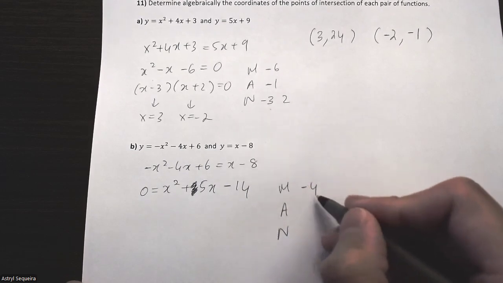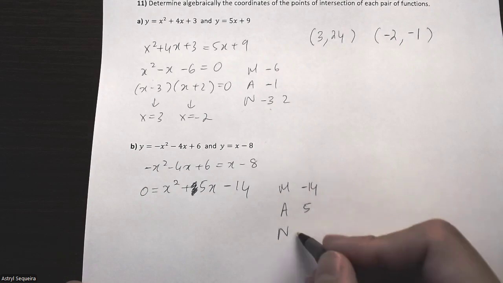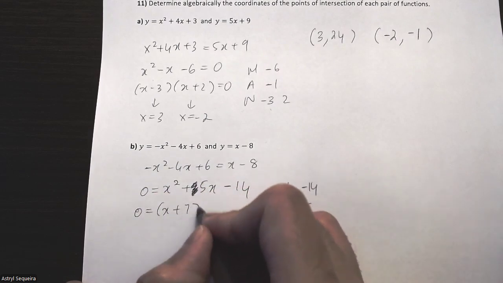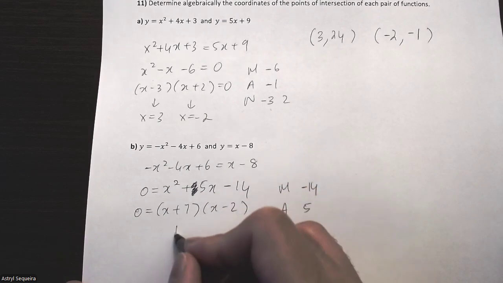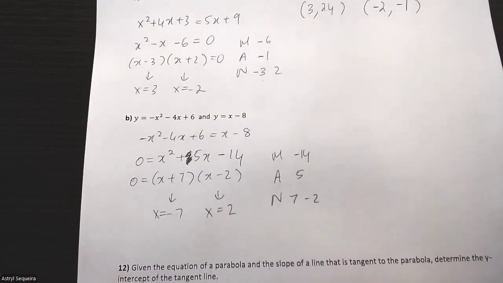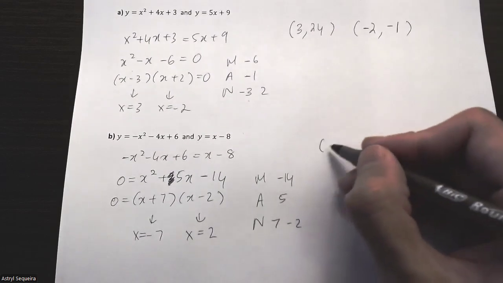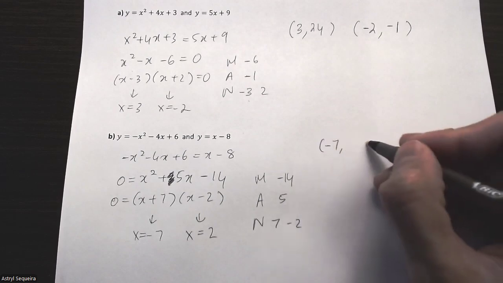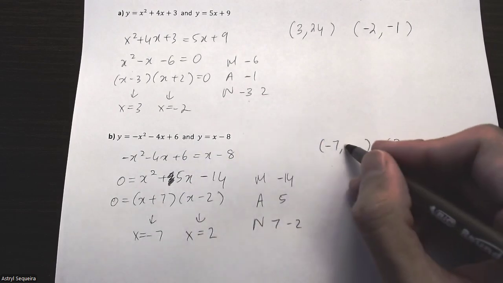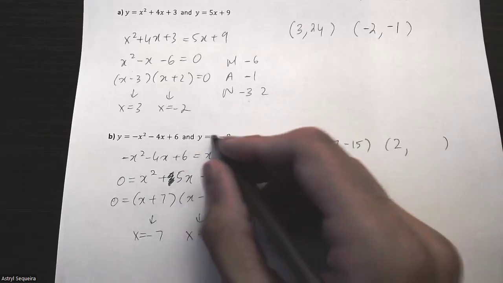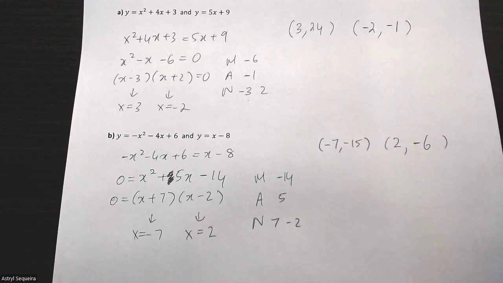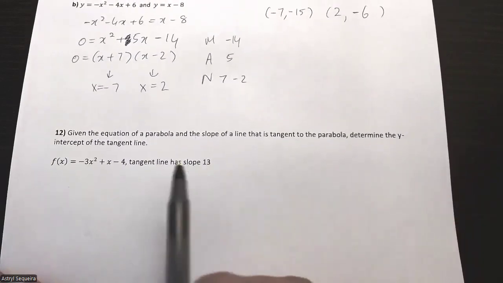So what multiplies to negative 14 and adds to 5 is just 7 and negative 2. So 0 equals x plus 7, x minus 2. So x equals negative 7 or x equals 2. Do the y values as points. So negative 7, 2. Negative 7 minus 8 is just negative 15. 2 minus 8 is just negative 6. And those are my 2 points of intersection for this one.